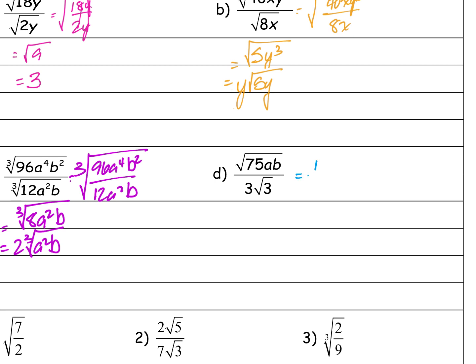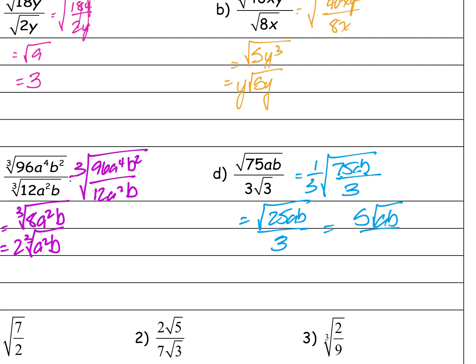And then this one I wrote as 1/3 square root of 75 ab over the square root of 3. Oh, I don't know why I put square root of 3, sorry. It should just be 3. Over 3 is going to equal the square root of 25 ab over 3, or 5 square root of ab over 3. Yeah, that's it. What? Are you sure? Okay.